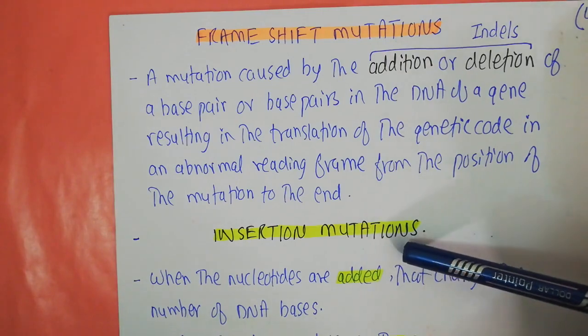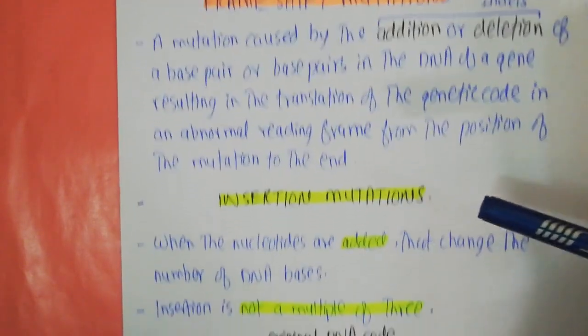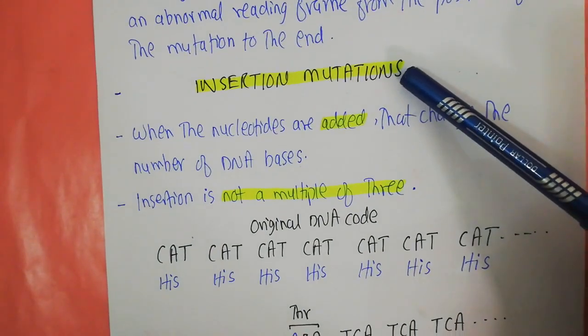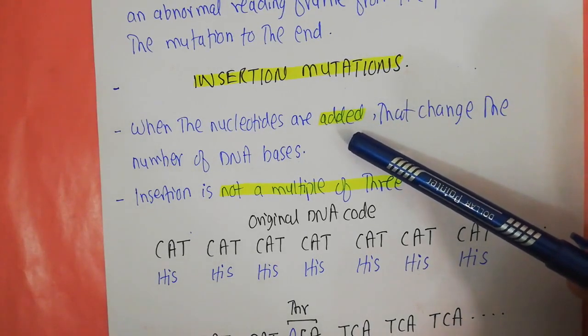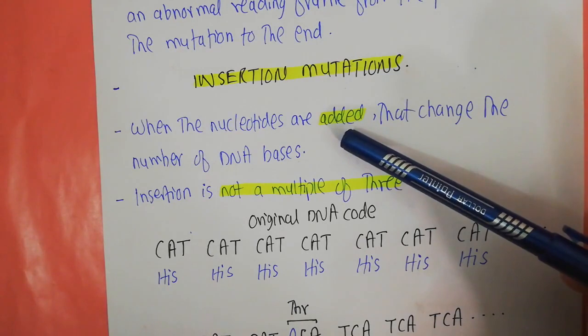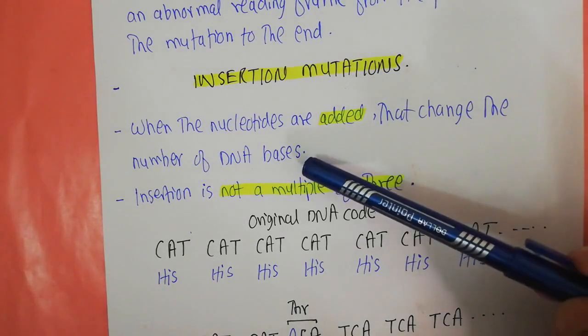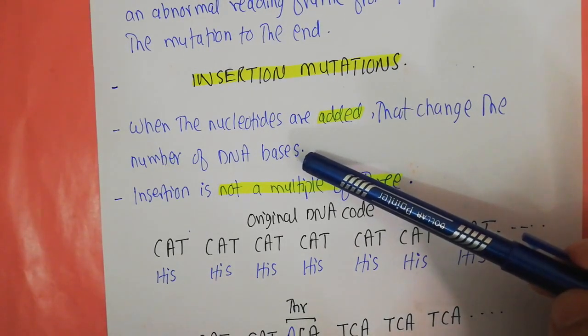One is called the insertion mutation. Now, when you talk about the insertion mutation, we are talking about the addition of nucleotides. So when the nucleotides are added, they change the number of DNA base pairs.